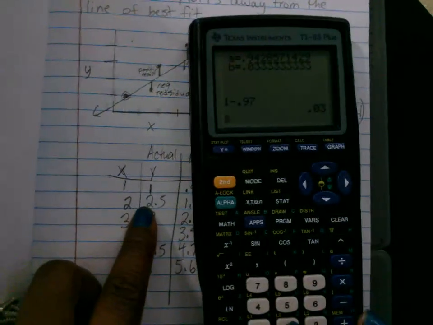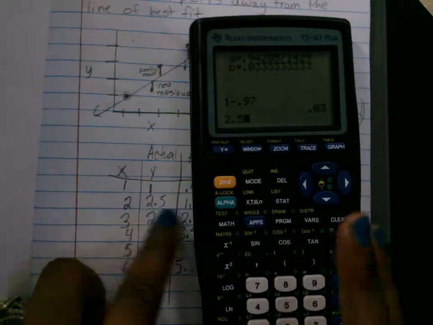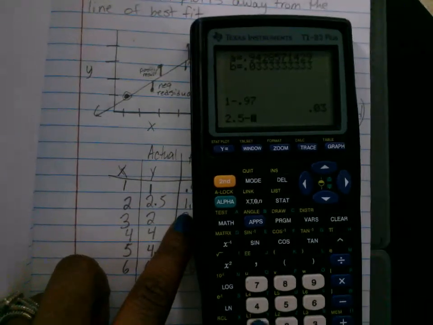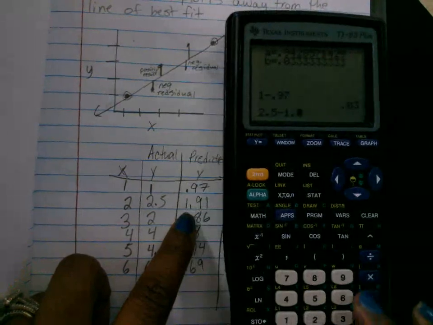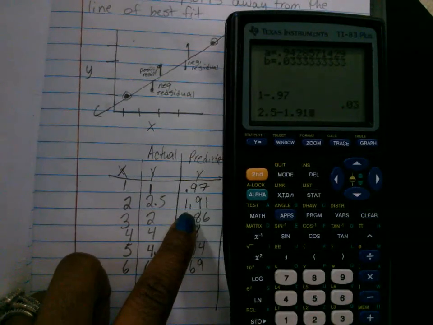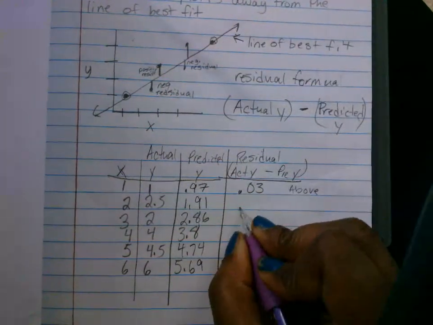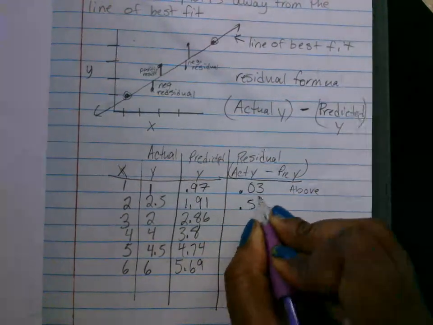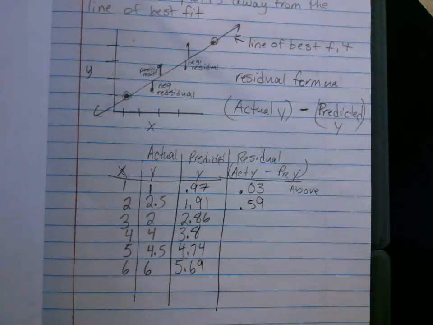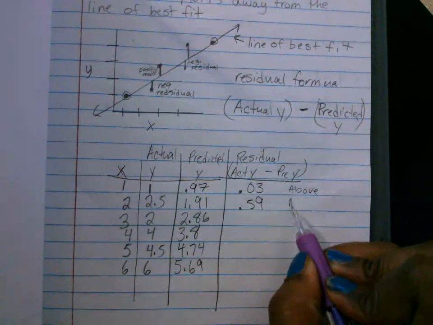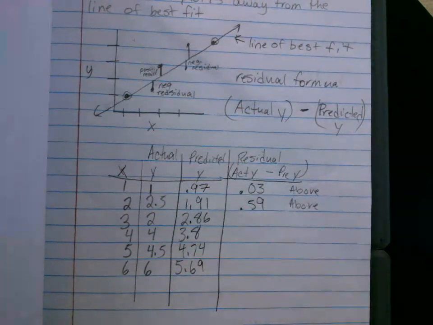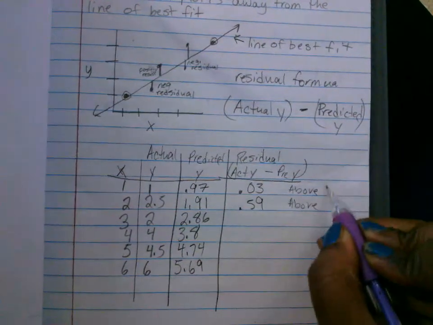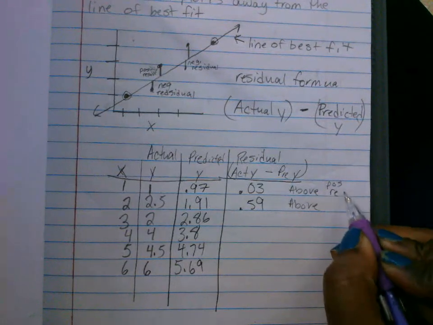Let's subtract this one. 2.5 minus 1.91. What's that equal to? 0.59. Okay. Above or below? Above. That's above the line. That's a positive. These are both positive residuals.